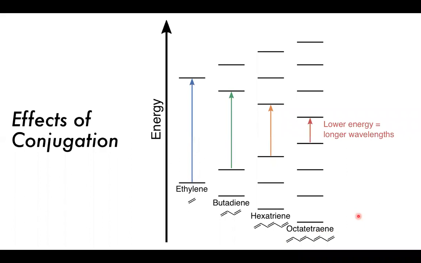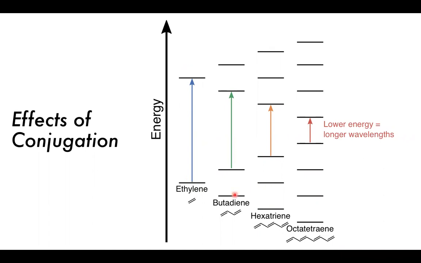Okay, so effects of conjugation. Basically, the more conjugated the system, the lower the energy we're going to have. So, for example, in ethylene here, we have a much larger energy gap. So it's much bluer. It's still, well, yeah, no, it's in the vacuum UV. So this is very high energy.